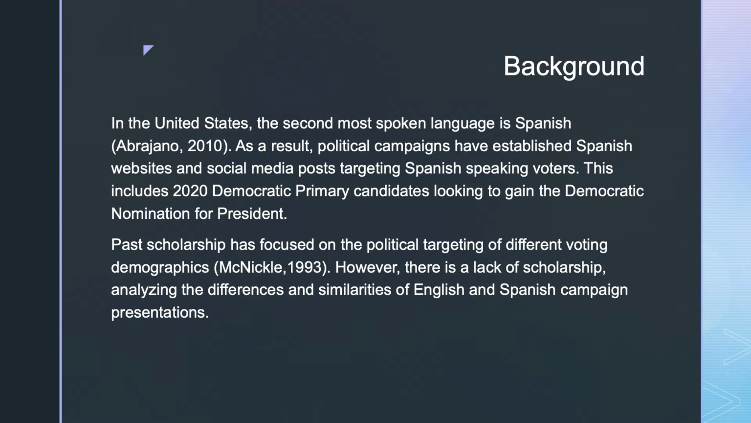Past scholarship has focused on the political targeting of different voting demographics. However, there is a lack of scholarship analyzing the differences and similarities of English and Spanish campaign presentations. Which brings me to my research question.